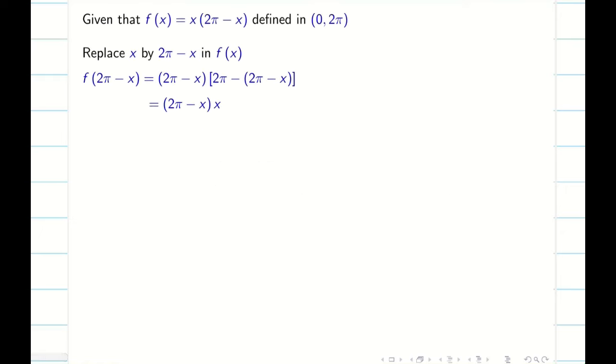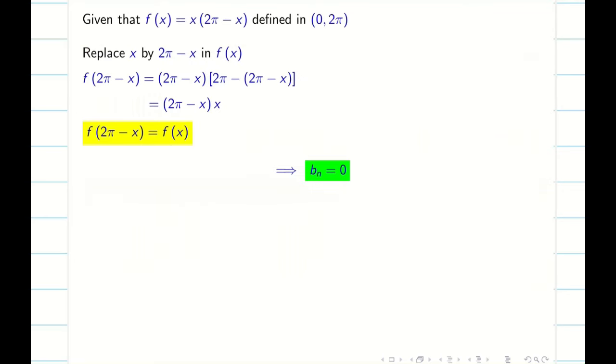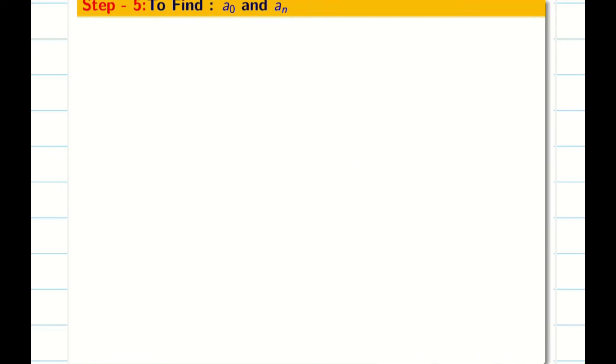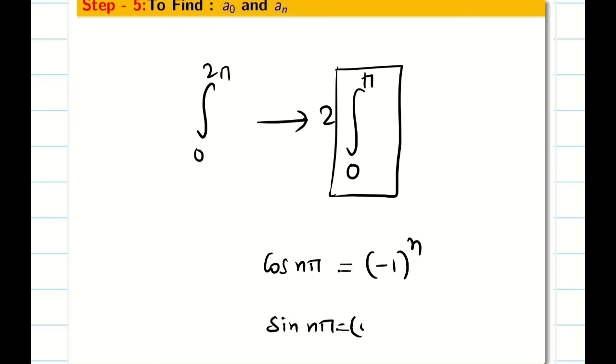Now we can see the typed version. Once we get this, we have to go for step 3 and step 4. Since f of 2 pi minus x is equal to f of x, you can simply say by the property bn is equal to 0. So now you see 30% of my problem is over. Then I have to find only a0 and an. For a0 and an also, I can use the property to convert the limit 0 to 2 pi as 2 times 0 to pi, which is very helpful in solving my problem, because in the limit 0 to pi, I know cos n pi is minus 1 whole power n, sin n pi is 0, etc.